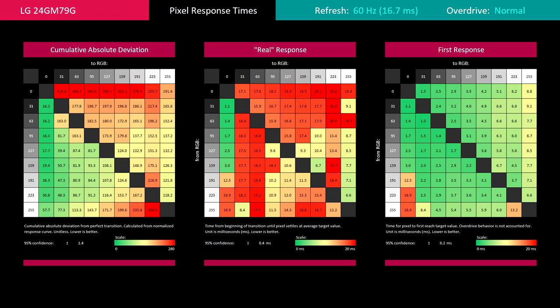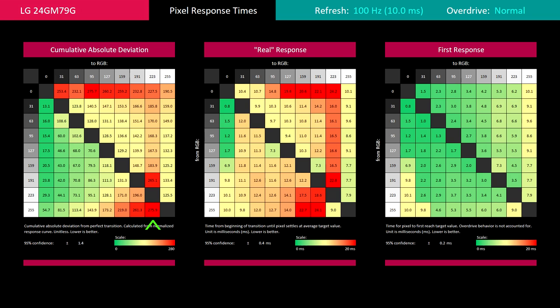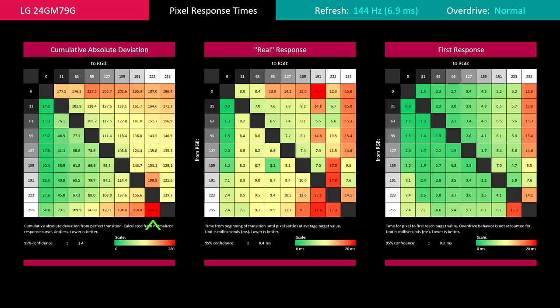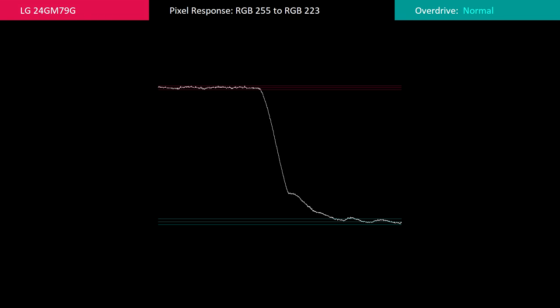And one final note about these before I bore everyone to death. Watch the falling transition from white, 255, to light gray, 223, as we run through 60Hz to 170Hz. It sticks out like a sore thumb. Let's take a look at why. The slow fall time coupled with this foot give this particular transition one of the worst CAD scores measured. But it also happens to measure bad for both real and first transitions.